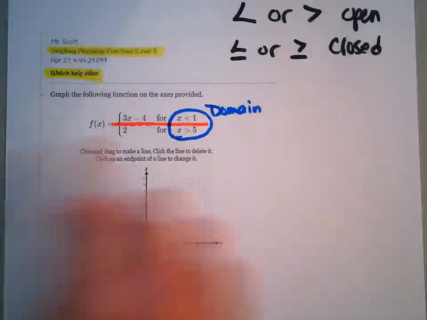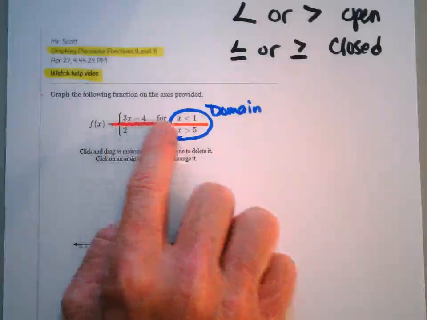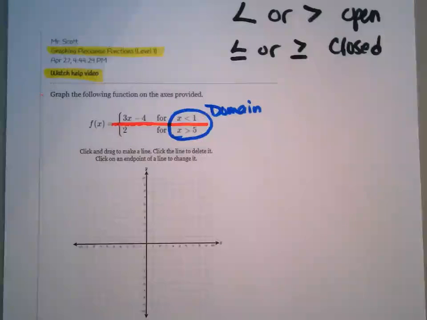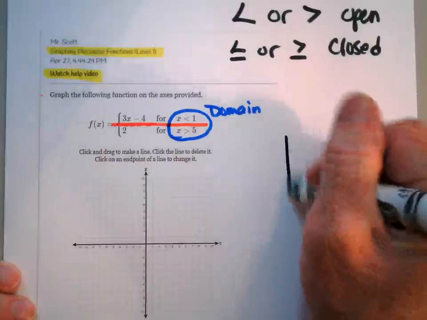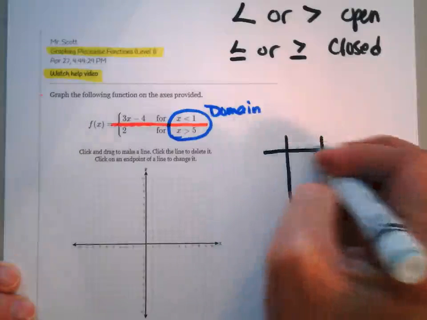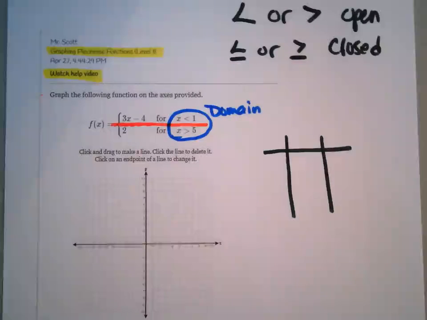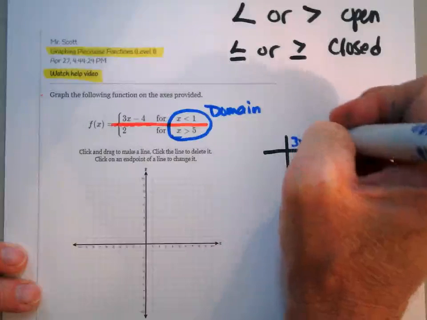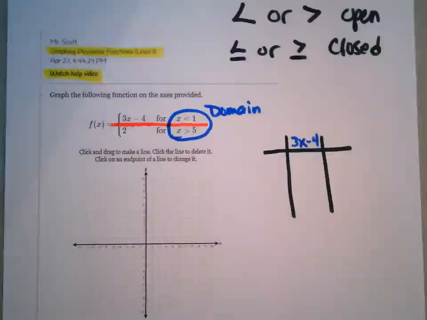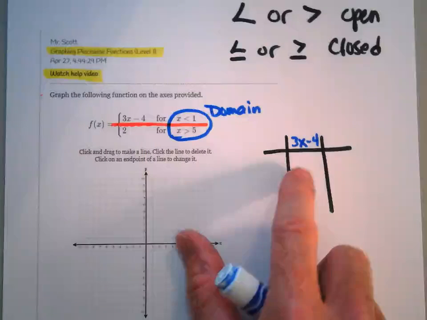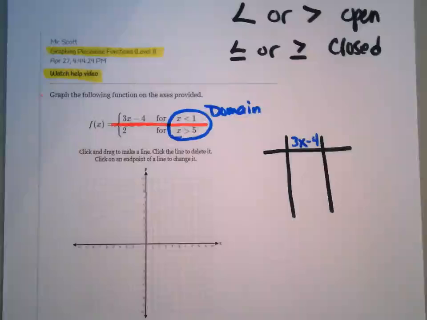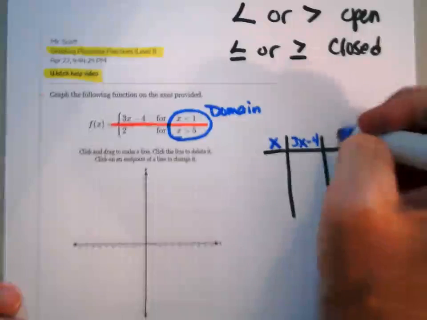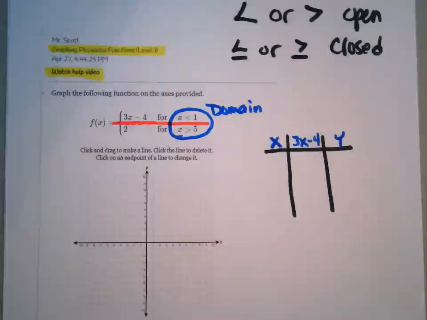So I'm going to show you how to graph 3x minus 4 for the domain of x is less than 1. And so I'm going to create a t-chart. It's actually going to be more like an H chart, okay? So I'm going to put the 3x minus 4 equation, which is the equation that's on top, in the middle. On the left-hand side, I'm going to put the x value. And on the right-hand side, we're going to put the y value that we actually calculate.